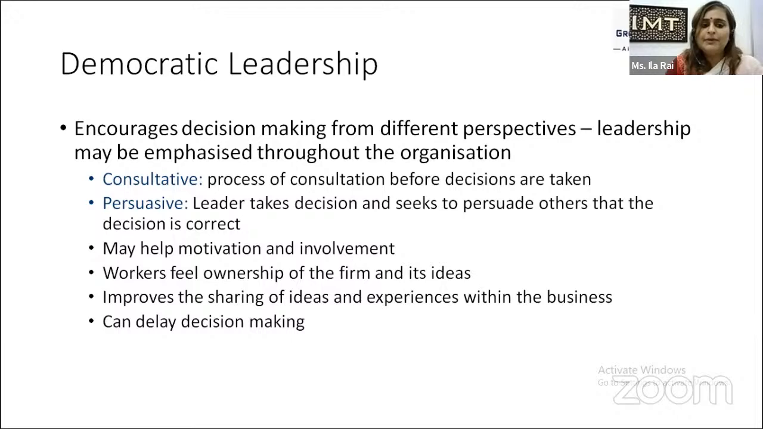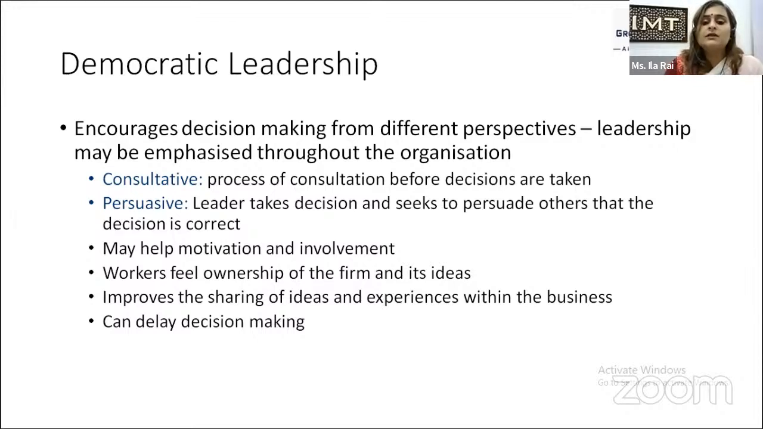Democratic leadership style means that the leader takes the decision after taking into consideration the opinion of all their followers. So everybody gets a right to say their opinion before taking any decision. This opinion can be taken in 2 forms. First is consultative, where the leaders consult before the decision is taken. Second is persuasive. This means that the leader takes a decision and then persuades their followers to accept that given decision.